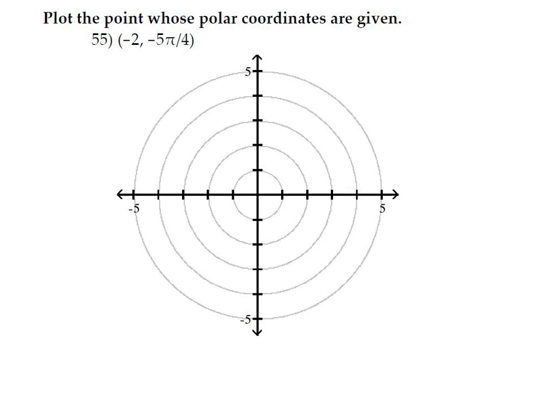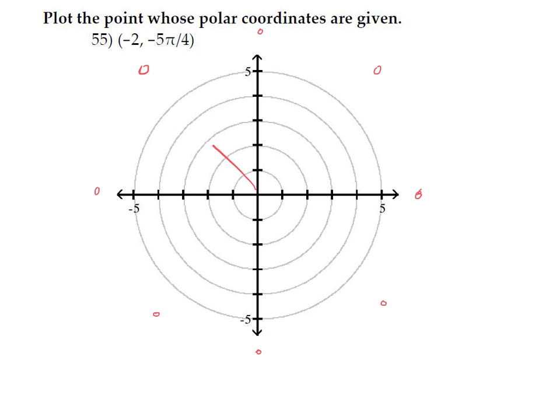Plot the point whose polar coordinates are given. So the radius is negative 2, and the angle is negative 5 pi fourths. Pi fourths are here. I'm going backwards, but that last one's a little bit off. These are where the pi fourths are. So counting positive, it would be 0, 1, 2, 3, 4, 5, 6, 7, 8, etc. Counting negative, well, negative 1, negative 2, negative 3, negative 4, negative 5 pi fourths.